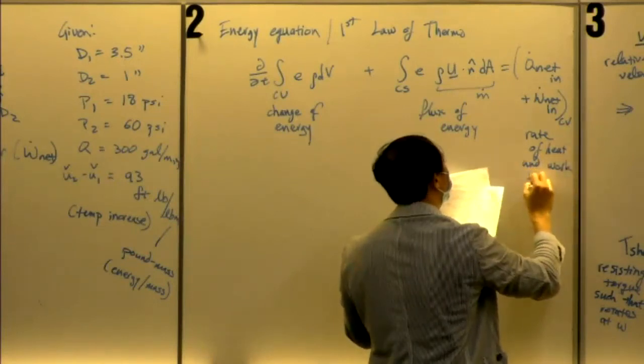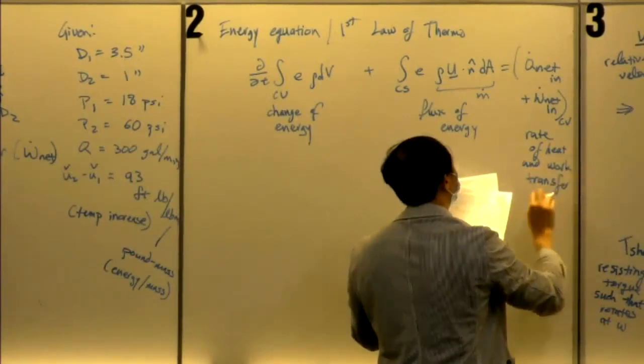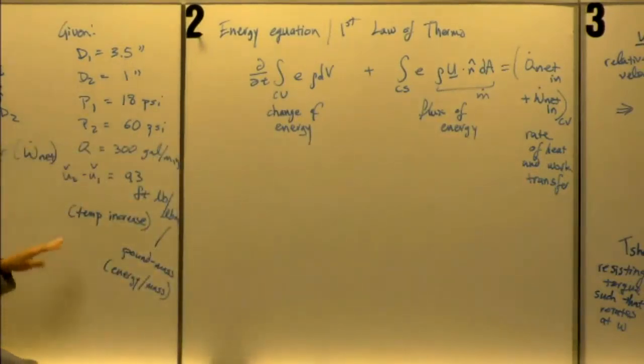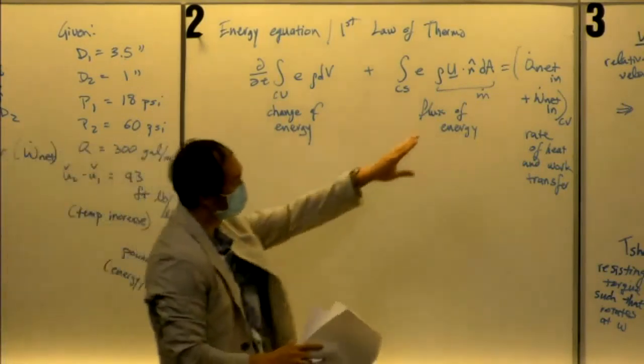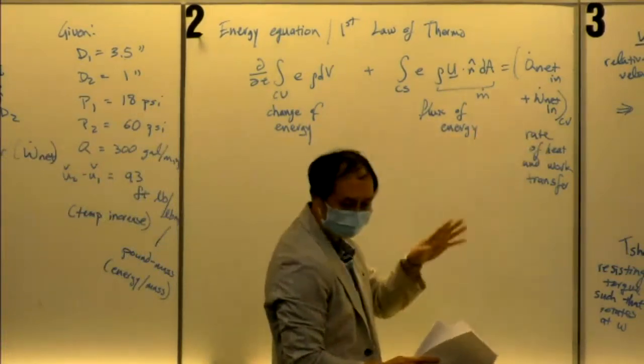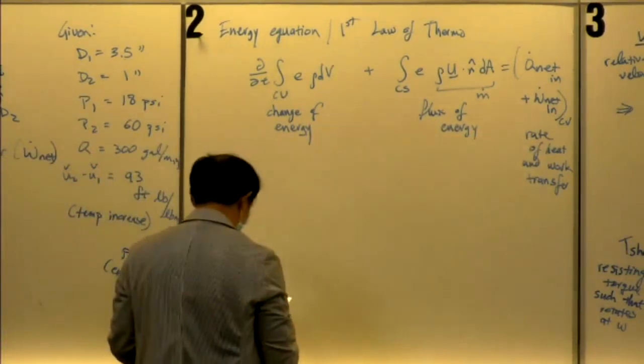You're going to have to keep track of both. For example, in this pump problem, you had U hat 2 minus U hat 1. That's where that Q dot net is going to go in. And the whole goal of this problem is to figure out W dot net. How much is the pump doing to make the fluid change this way?